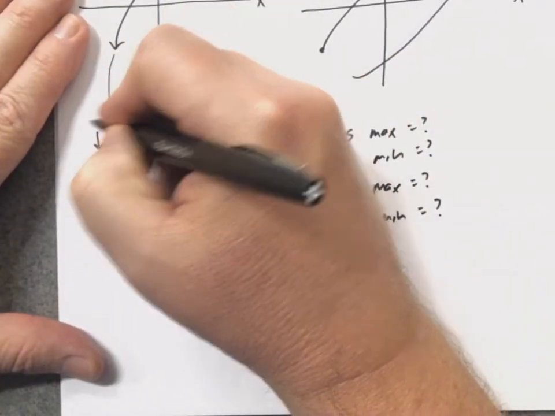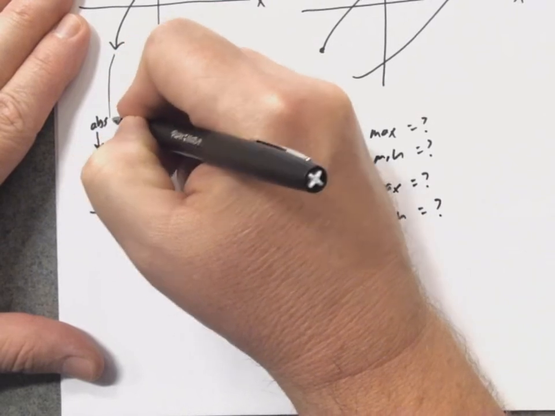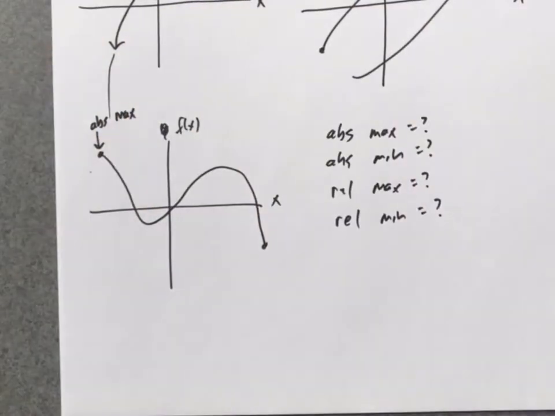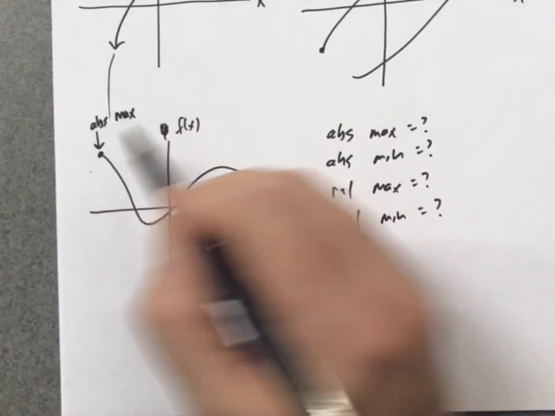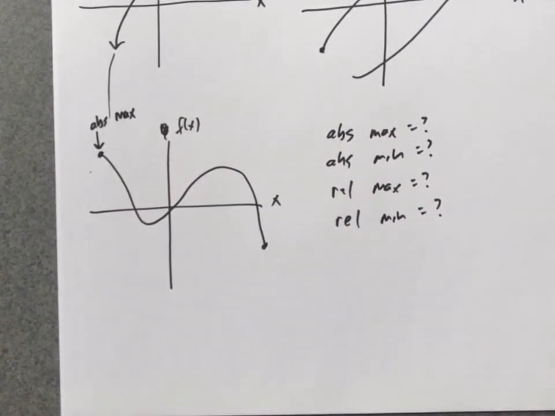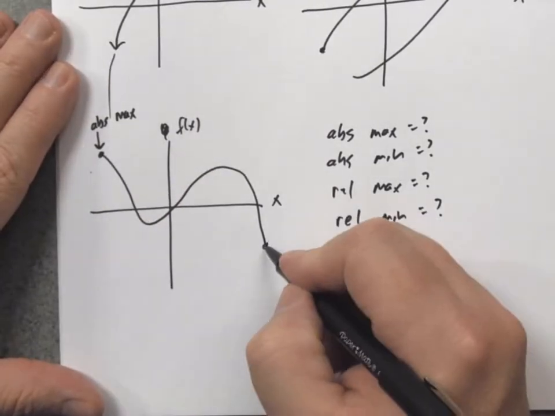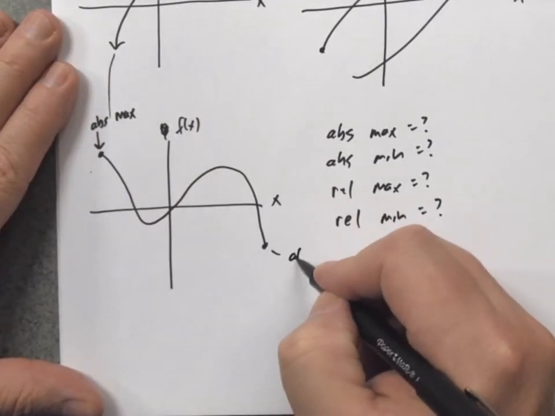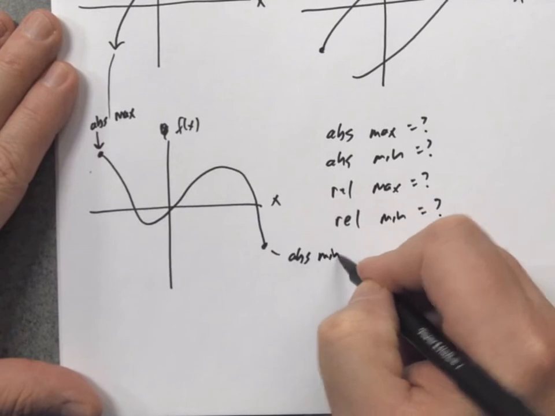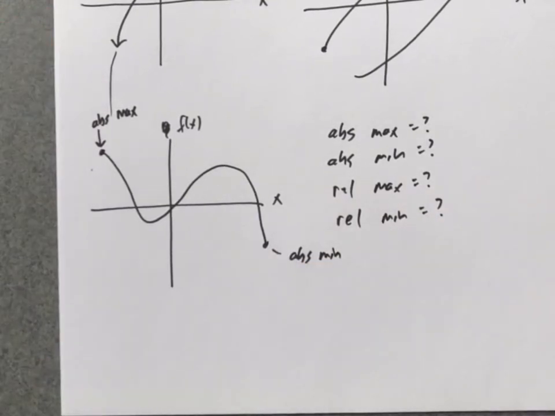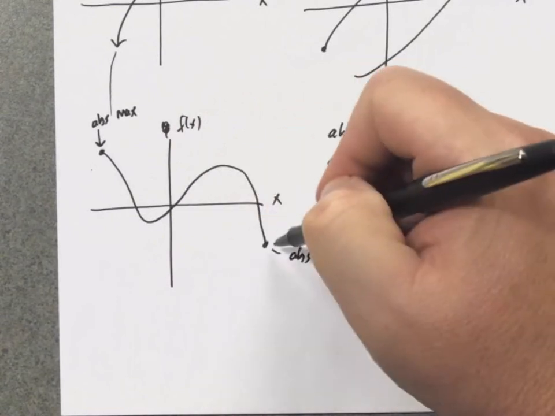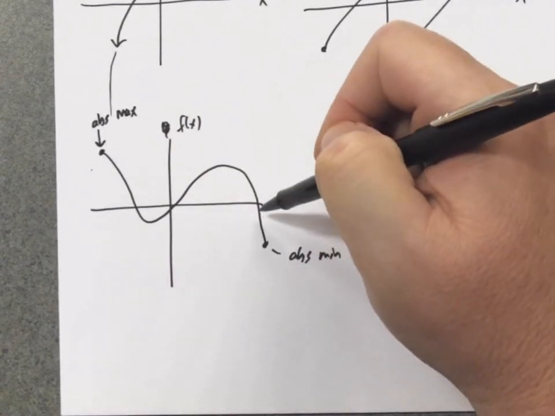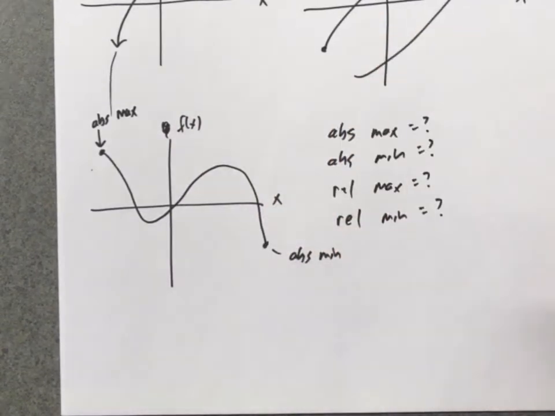This right here, that point, is the absolute max. There's no other place on this graph that ever gets as high as this point right here. And in the same way, if you look down here, that point would be the absolute minimum. There's no other place on this graph that goes as far down or goes as low as this point right here.